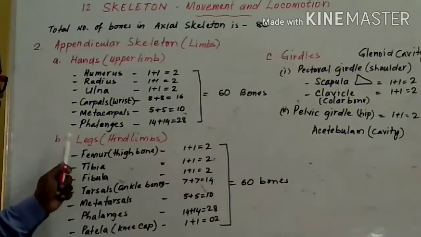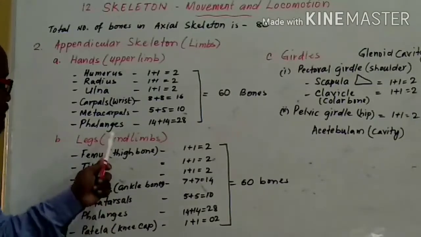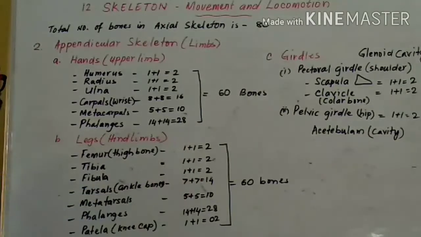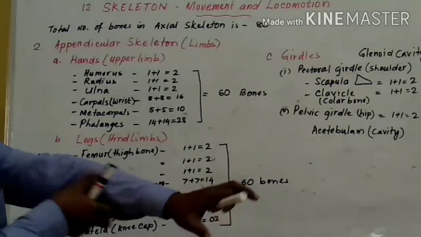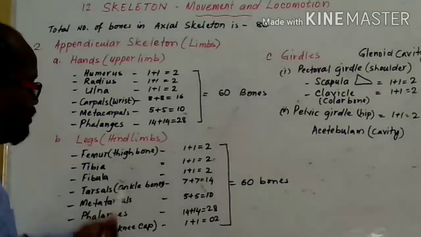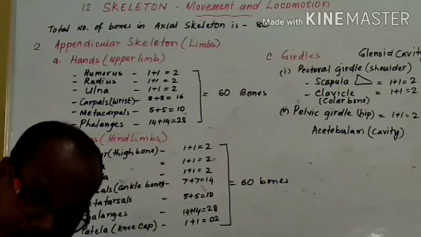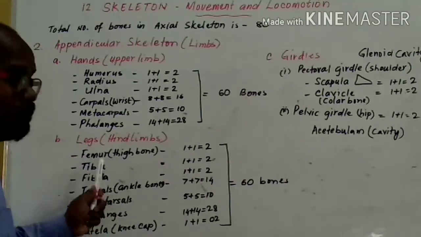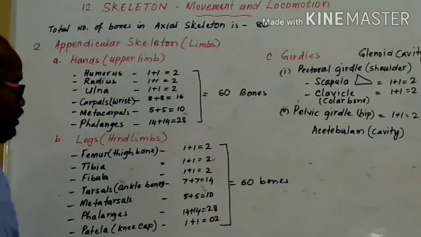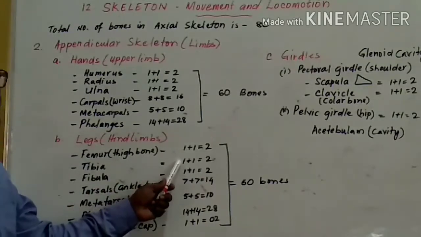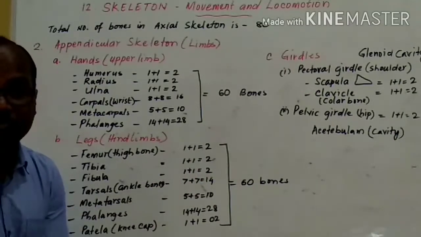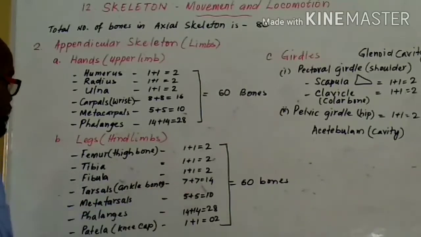Now coming to the legs, the hind limbs. The thigh bone is called femur. We have 2 thighs, so 1 plus 1, 2. Then tibia, just like radius and ulna we have here. Below the knee, below the femur, the thigh bone, we have the lower part of the leg. We have 2 bones, tibia towards the inner side, 2 legs, 1 plus 1, 2. Then fibula, the bone which is towards the outside, 1 plus 1, 2.